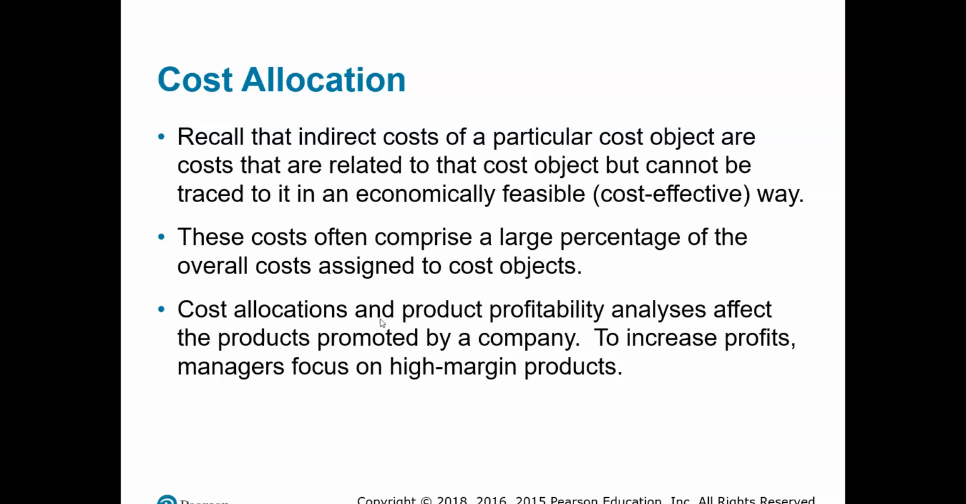Now, cost allocations and product profitability analysis are going to affect the products promoted by the company. So then, in order to increase profits, the manager is going to focus on high margin products. So in other words, we're going to look at how we're allocating costs, and that's going to, in part, affect product profitability. Once we do a product profitability analysis, then we can figure out which products are going to be higher margin because those are the ones I want to emphasize.